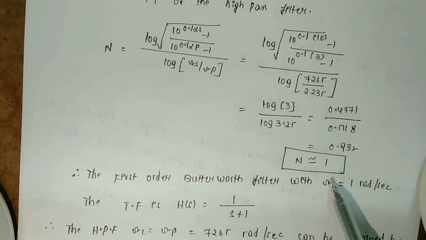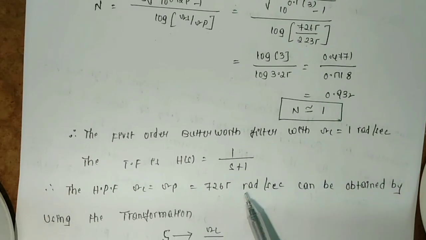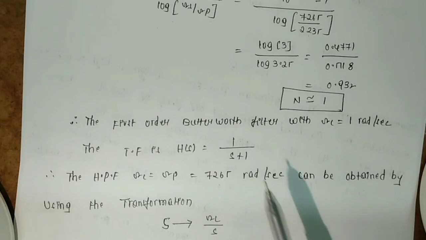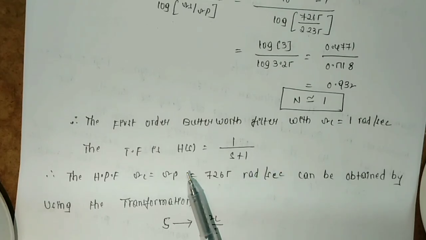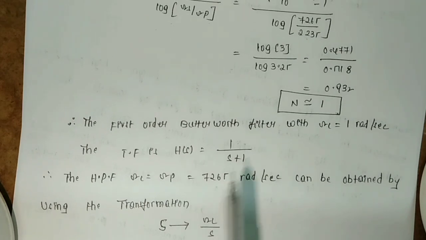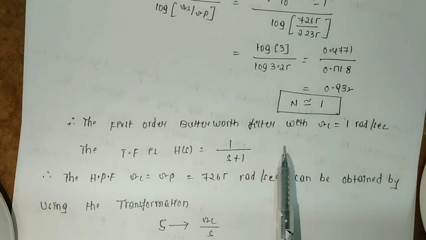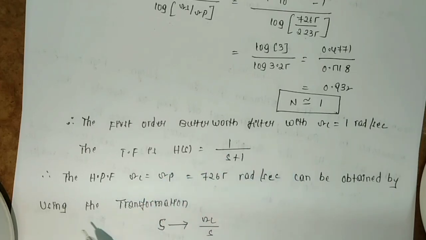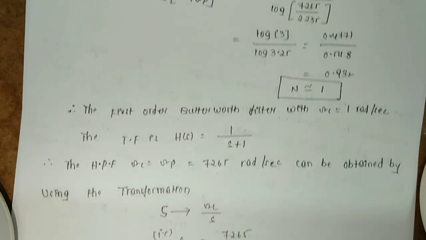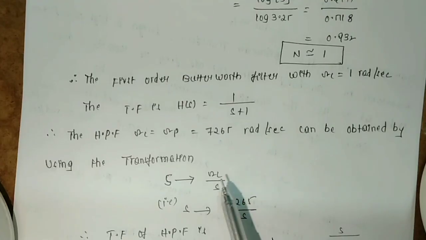So for a Butterworth filter of order 1, the transfer function is equal to 1 by (s plus 1). This is the H of s of the low pass filter for omega c equal to 1 radian per second, but actually omega c, which is equal to omega p of the high pass filter, is equal to 7265 radians per second. To convert that into the high pass filter, you have to substitute, in place of s, omega c by s. This is the key point.